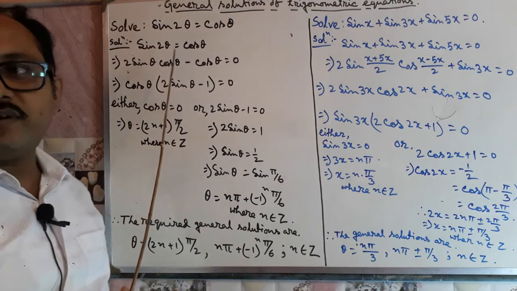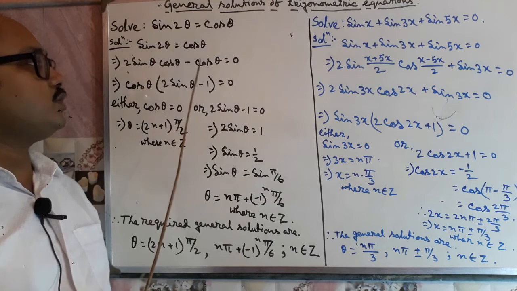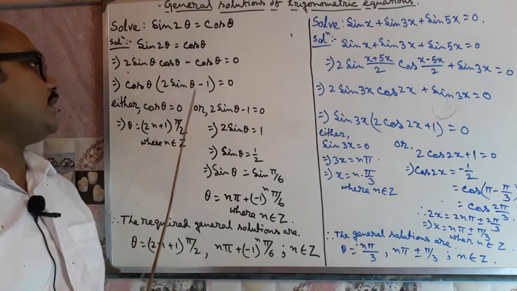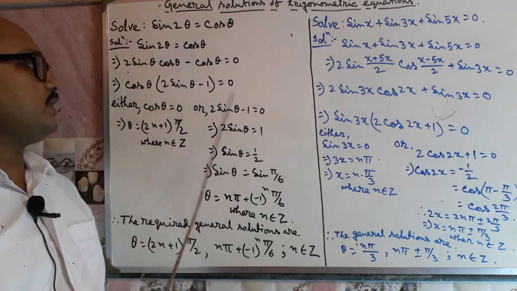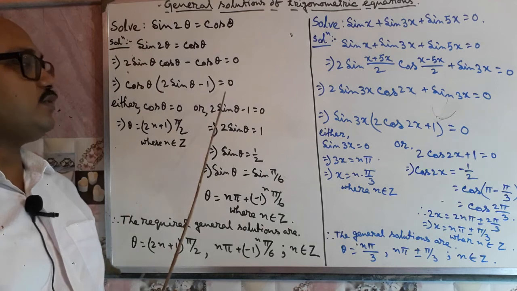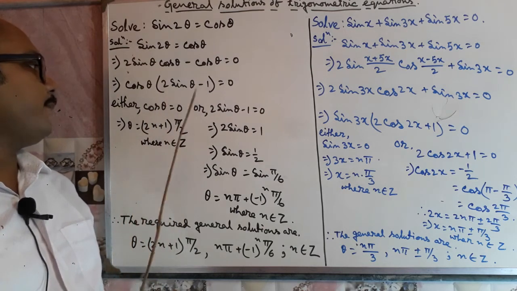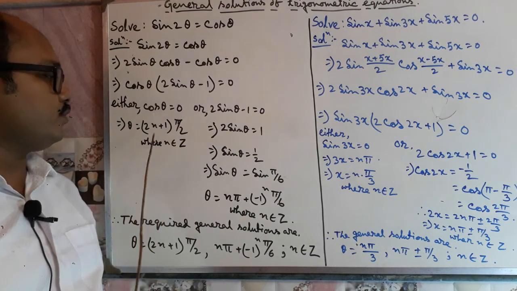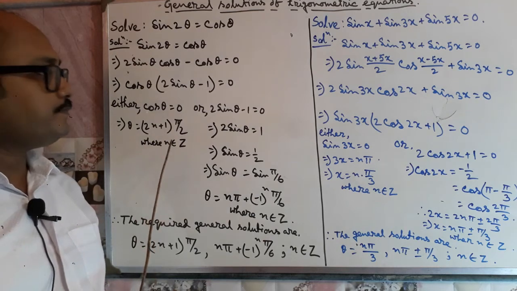So sin 2 theta, what is the formula we know? 2 sin theta cos theta, and changing the side of cos theta it will be 2 sin theta cos theta minus cos theta. Now taking cos theta common, that is cos theta into 2 sin theta minus 1 is equal to 0. So from this equation we can say that either cos theta equal to 0, from that theta equal to (2n plus 1) into pi by 2, where n belongs to Z. Already we learned the formula.